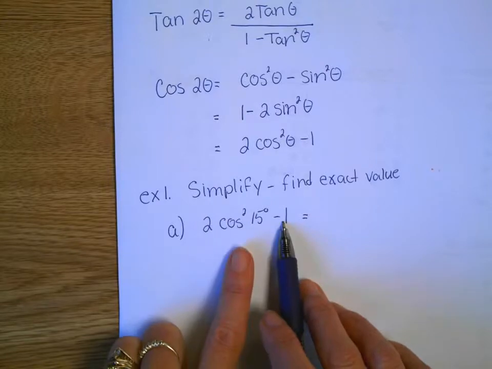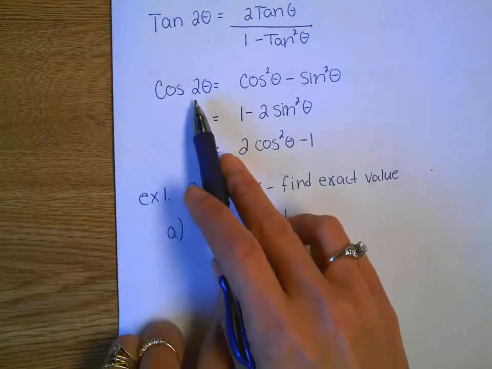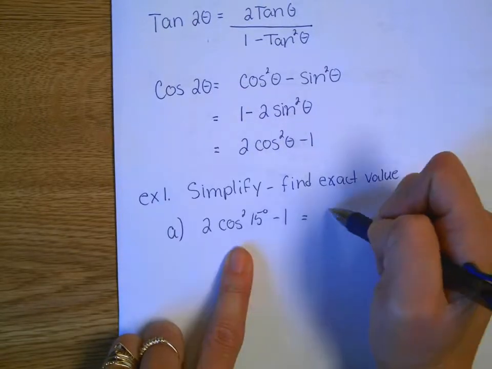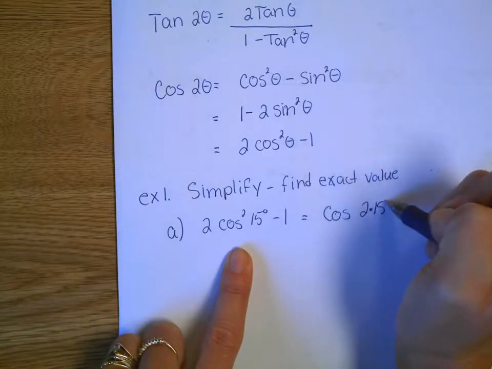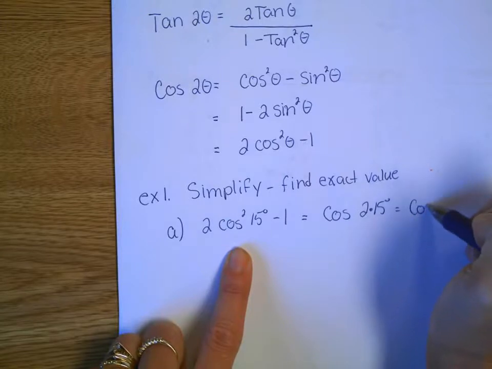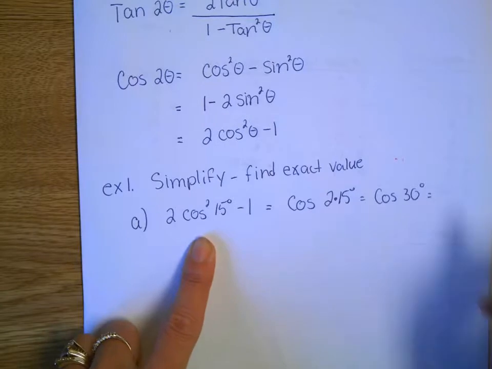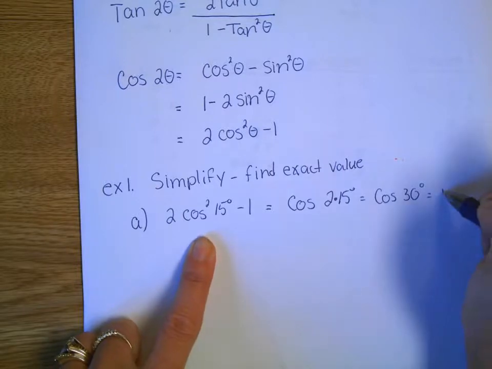What would this simplify to? Cosine of double whatever the angle is. So it's the cosine of double what? 2 times 15. What's 2 times 15? Cosine of 30. Is that on your sheet? Yeah. What does it simplify to? Square root of 3 over 2. Very good.